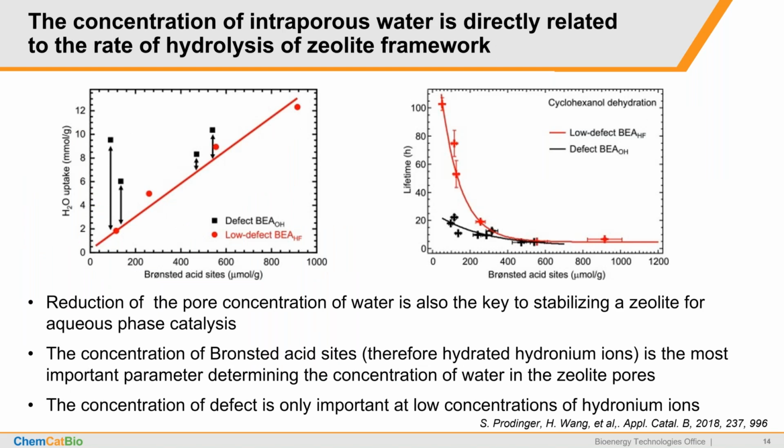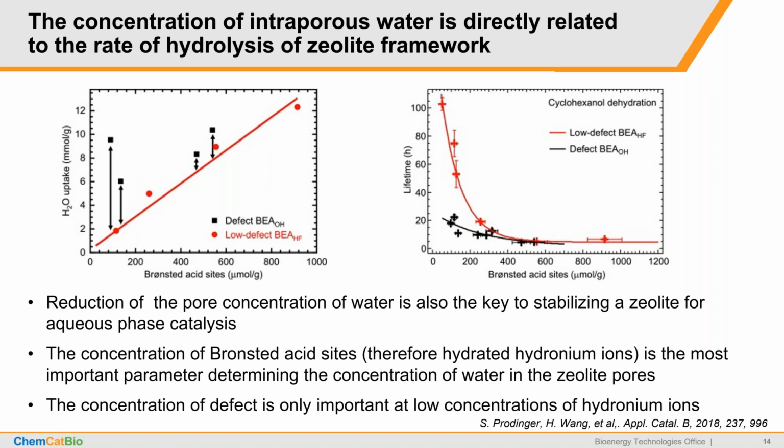However, just controlling the silanol defect sites through silylation is not sufficient. The concentration of intraporous water is also directly related to the rate of hydrolysis of the zeolite framework. As shown on the left-hand side, we are changing the Brønsted acid density by changing the silicon aluminum ratio of the zeolite. You can see that the water uptake increases with increasing Brønsted acid density. This is true for both defect beta zeolite and low defect beta zeolite, really showing that because of the existence of Brønsted acid sites, we have a lot of water in the pore. This water will cause a problem for the stability of the zeolite.